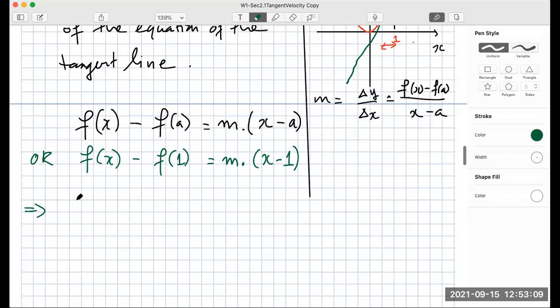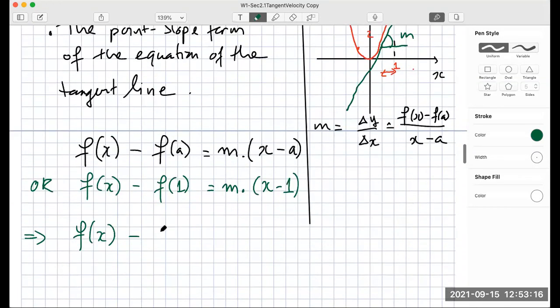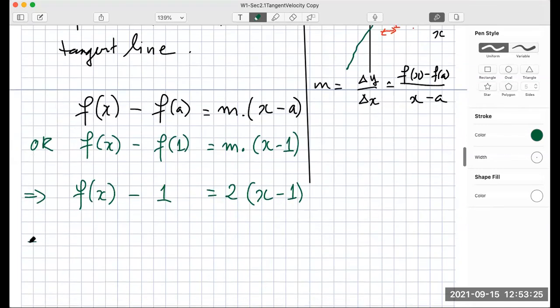Therefore, f of x, what is f of 1? Yes, f of 1 is 1. It is equal to 2 times x minus 1, right? Very good. Then can we make it simpler? We say f of x squared. Oh no, I did not use a good notation here.